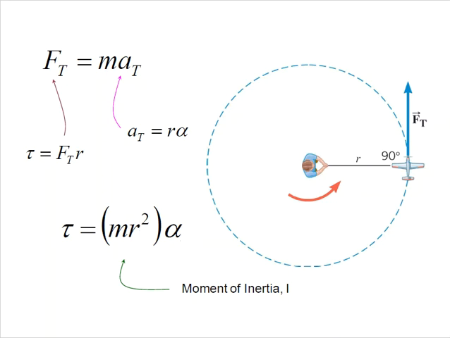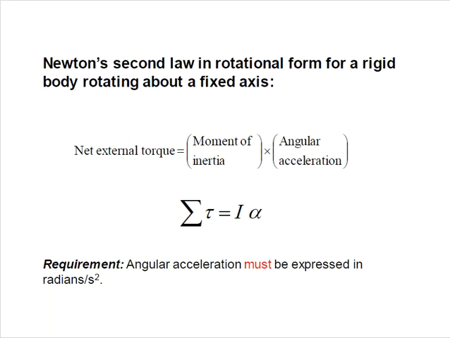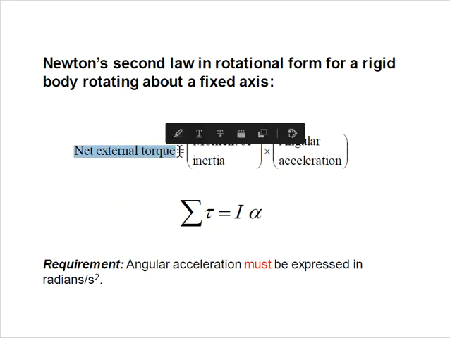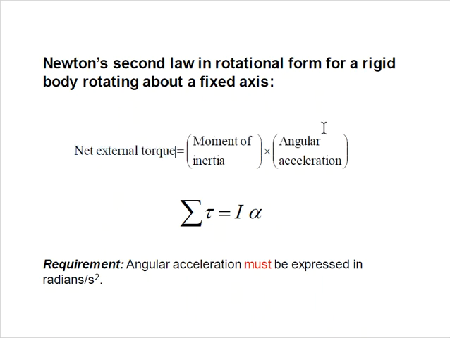Force and torque, these are analogs. Mass and moment of inertia, those are analogs, and linear tangential acceleration and angular acceleration, those are analogs as well. We saw a lot of those equations in the last chapter were very similar to each other. So, Newton's second law in rotational form for a rigid body about a fixed axis: the net external torque is going to be equal to the moment of inertia times the angular acceleration.